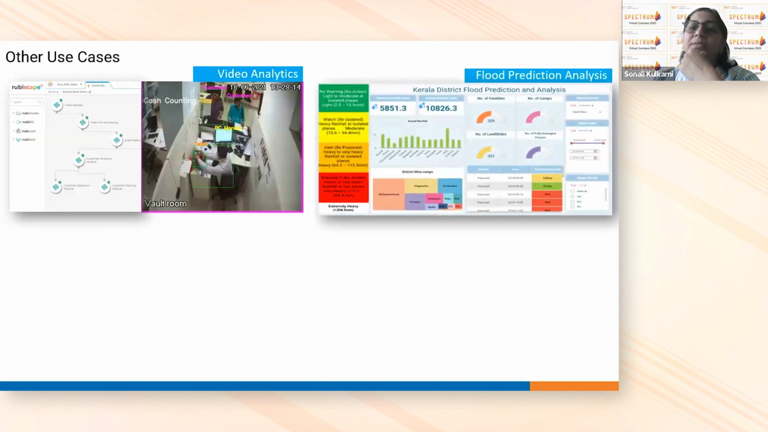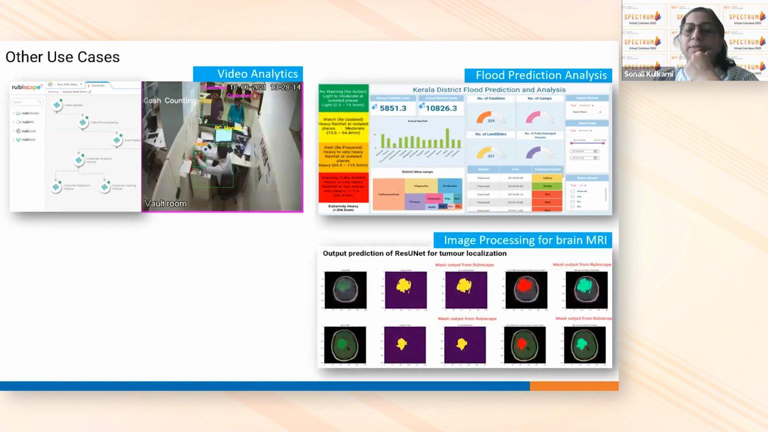Flood prediction analysis for Kerala district. This is another use case that was basically a kind of service to society, done based on the open data that is available. Image processing for brain MRI, with output prediction of the tumor or various diseases that could possibly appear by analyzing the image of an eye.